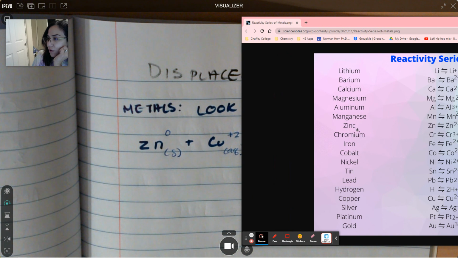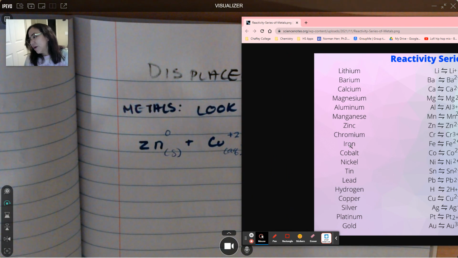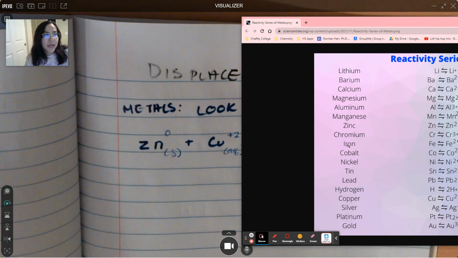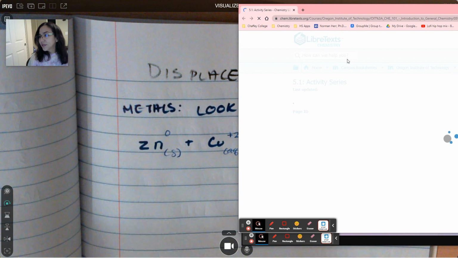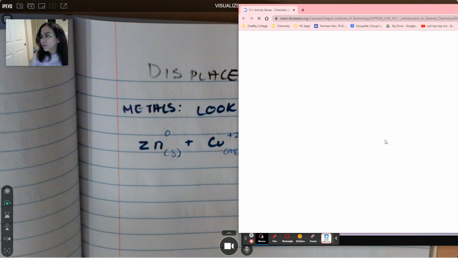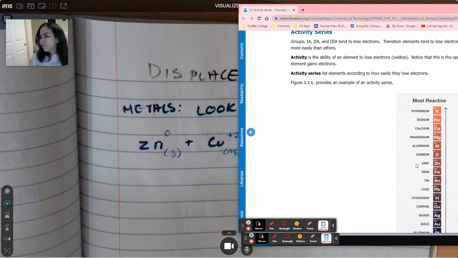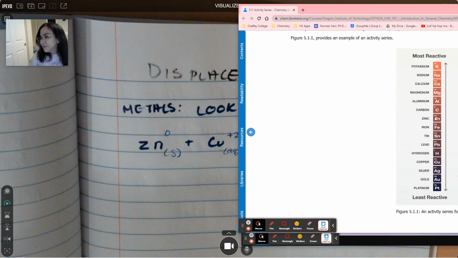Well, I don't see copper, yet I know that copper is somewhere right here on the periodic table, just by looking at the periodic table. So let's see if we have one with copper. Here is one with copper. All right. Just so you guys could see it. Activity series, hopefully it opens. It's taking a while. All right. So we had zinc here and our copper down here under lead. Okay, so copper is actually under lead.